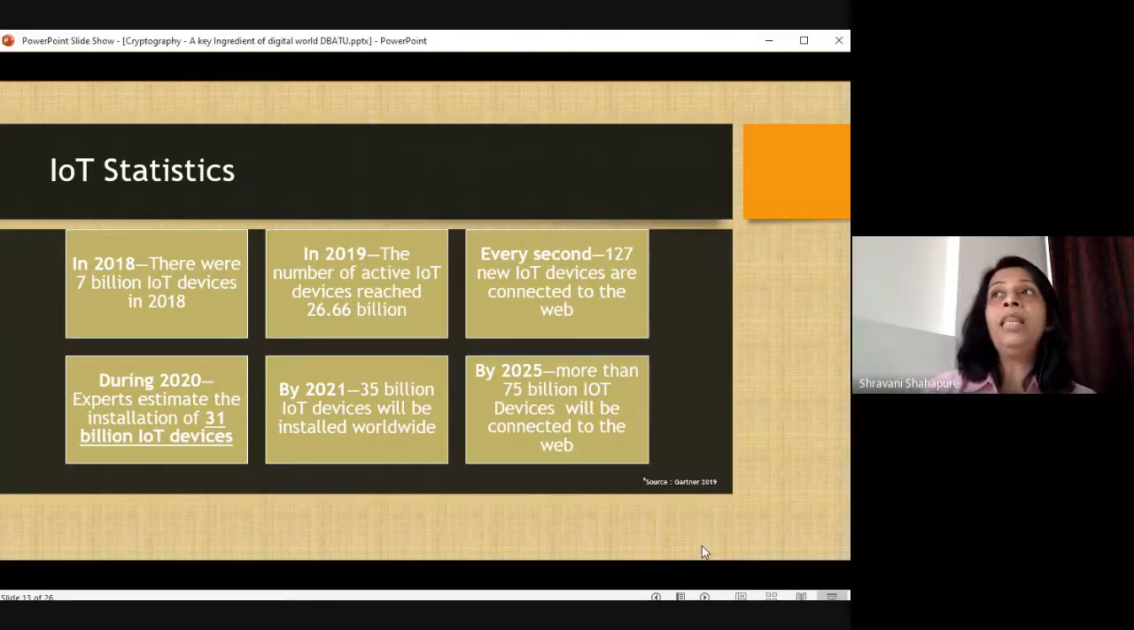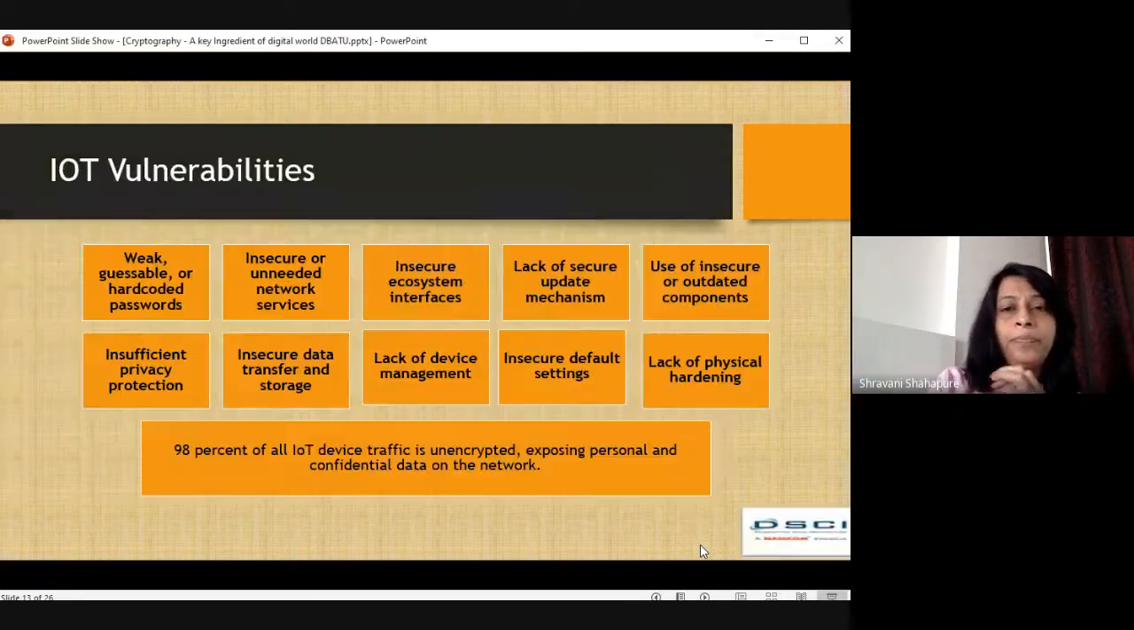And we can say that when we are talking about IoT infrastructure and all, many times, or most of the time, our personal information is getting shared. So we can move on to the next slide and see what the vulnerabilities are.